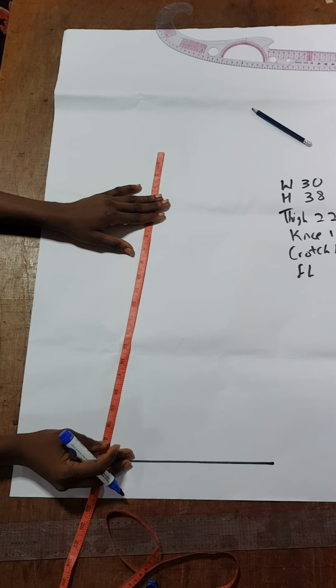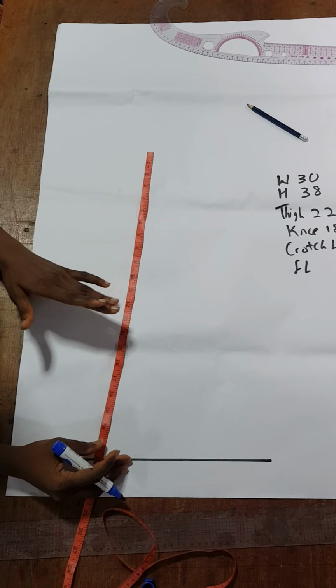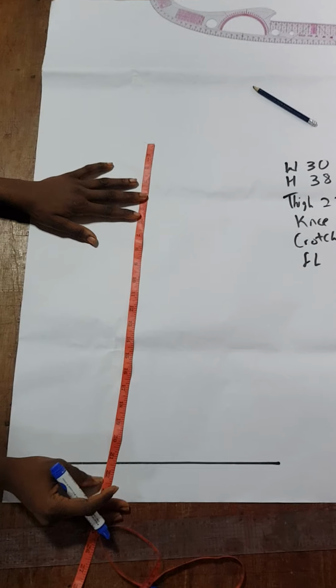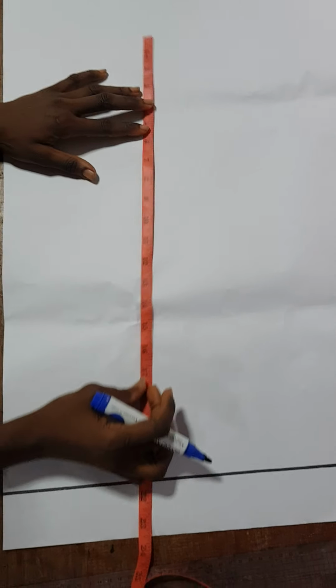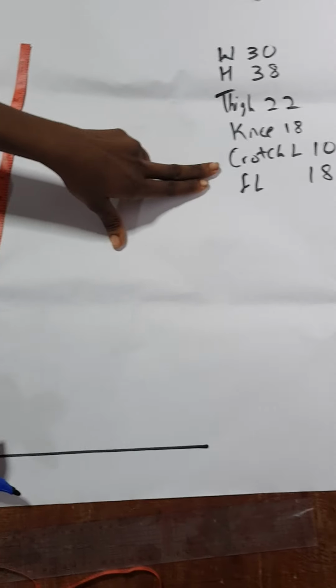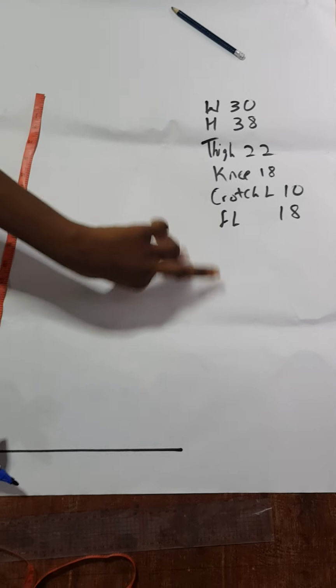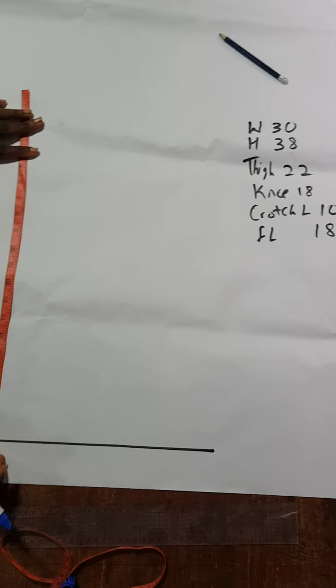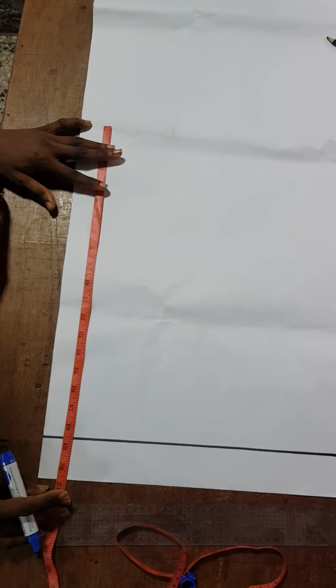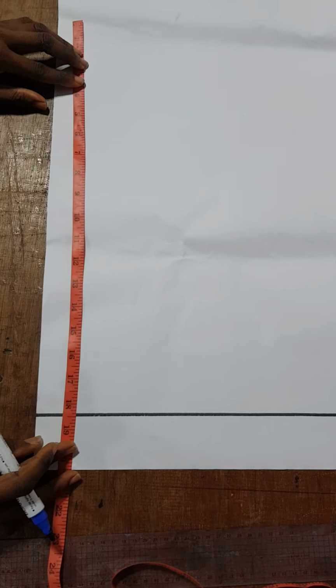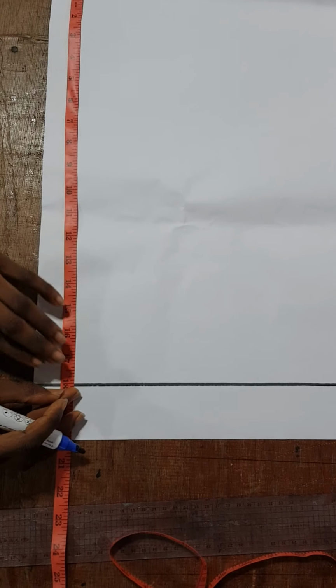For a short, the first thing you do is to take your length measurement. That's the first thing we do. That's your crotch measurement, your full length. Your full length area is also where your knee is. So the first thing I'll do here is to take my full length, which is 18.